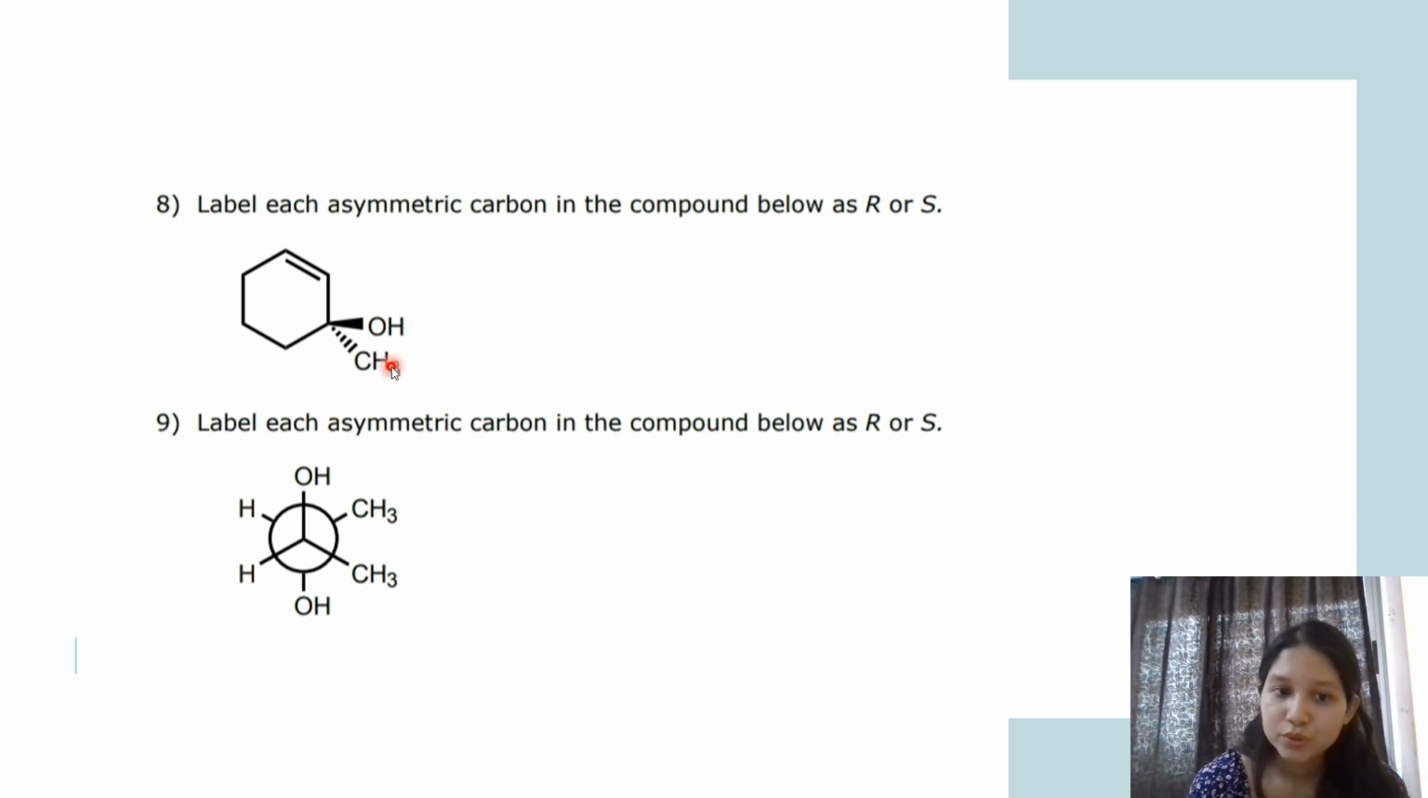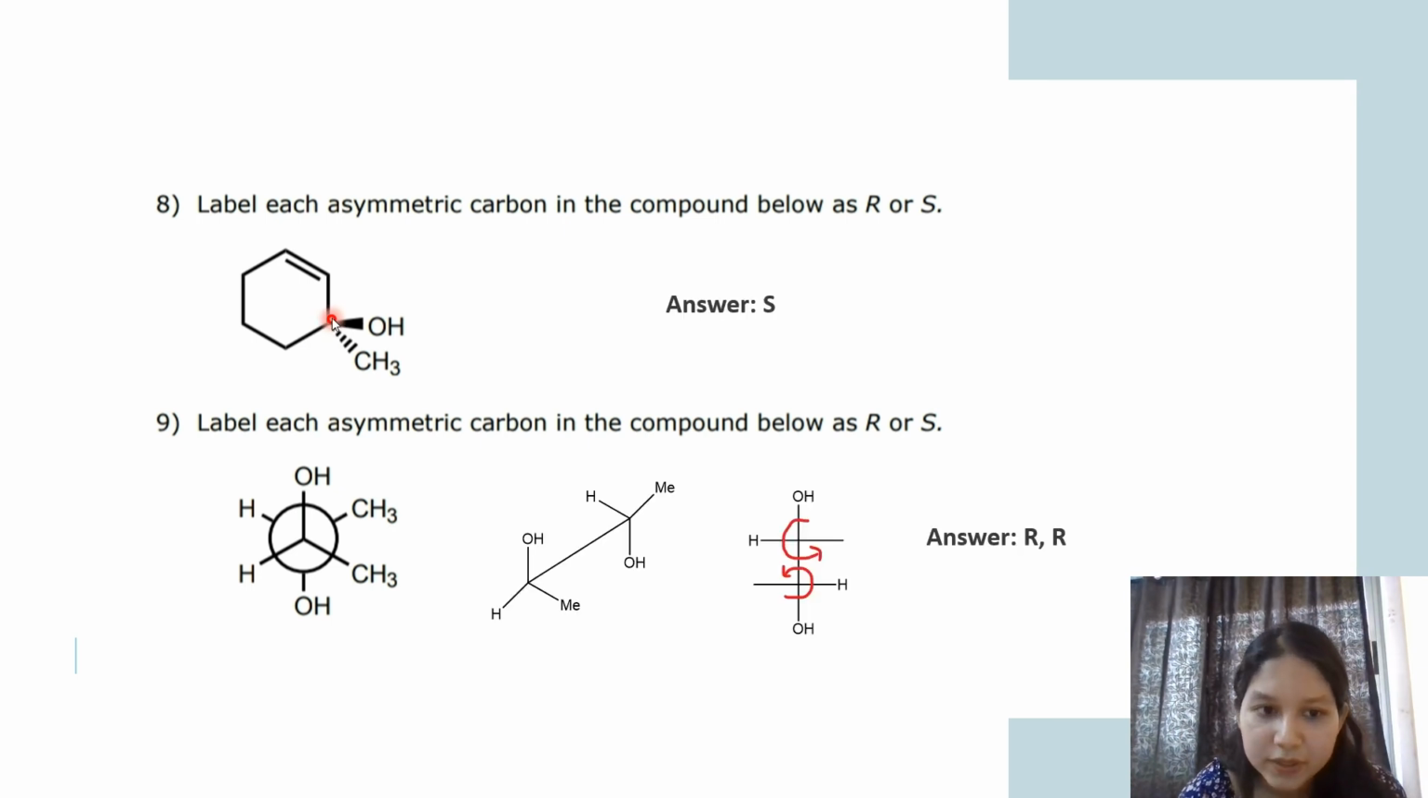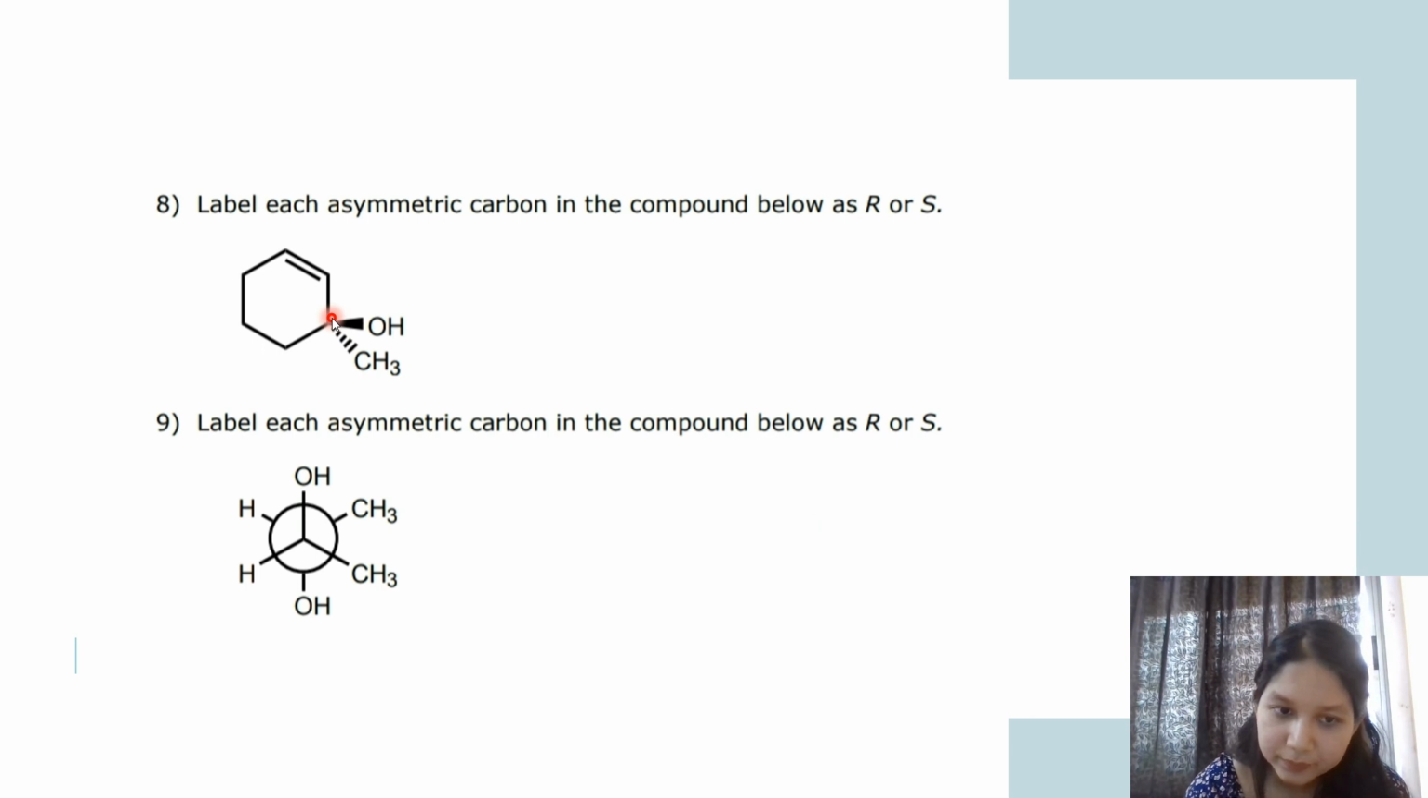Okay. So if we move from 1 to 2 to 3, we are moving in this direction, that is, we are moving in an anti-clockwise fashion. Thus, this center has an S configuration. Okay. Remember, this has been assigned as S configuration.